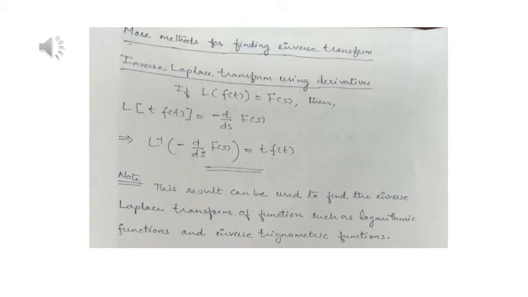So this property says that if L of f of t is equal to F of s, then we know that L of t into f of t is minus d by ds of F of s, isn't it?